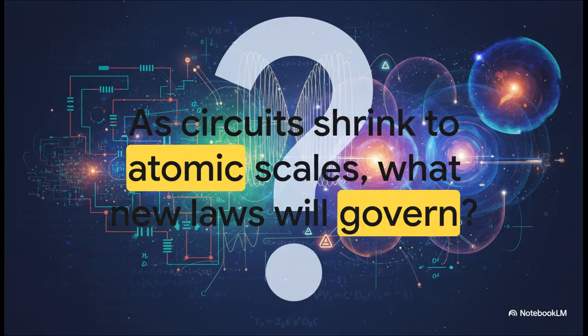And this all leads to a final, mind-bending question for the future. We've pretty much mastered the classical physics that govern these circuits. But as we keep shrinking them down to the scale of individual atoms, we're stepping into a whole new world. What new physical laws, what quantum effects will start to take over and redefine complexity as we know it? It's something to think about.